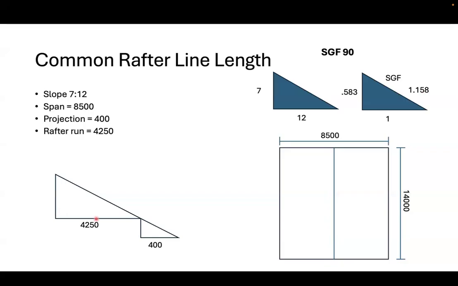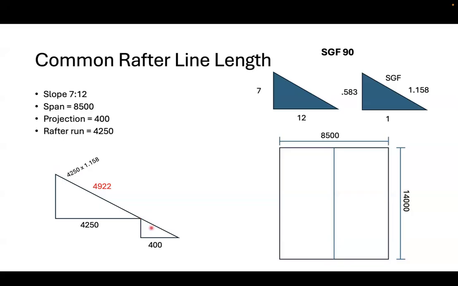So this basically represents our rafter. We have a rafter run of 4250, and we have a projection of 400. All we need to do is take our rafter run, 4250, times our SGF of 1.158. And that gets us the line length from the ridge to our bird's mouth, basically, to the outside of the building, the theory length, before you make any adjustments.